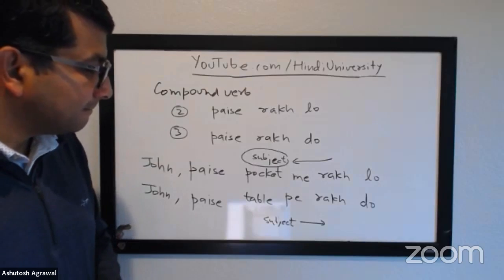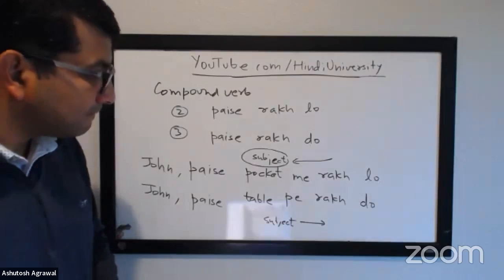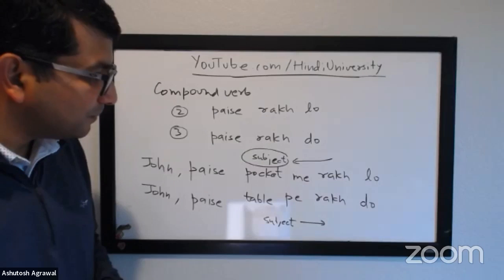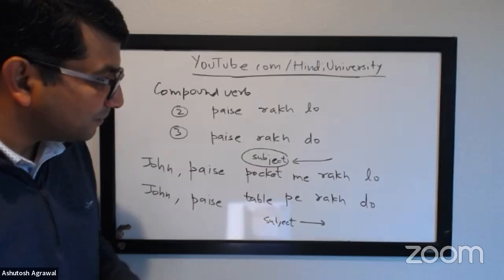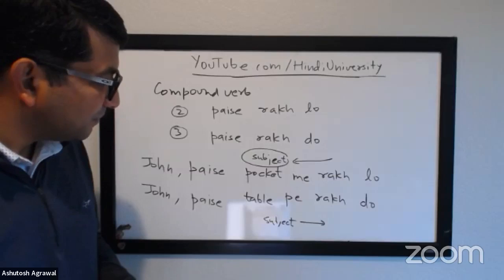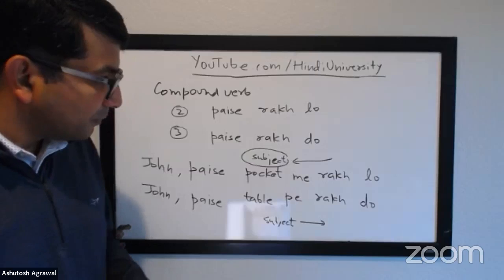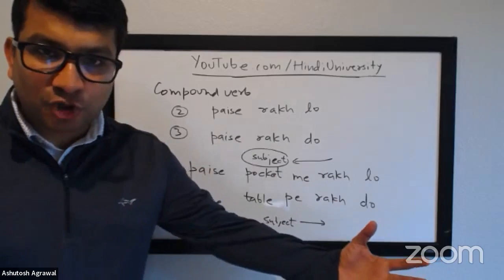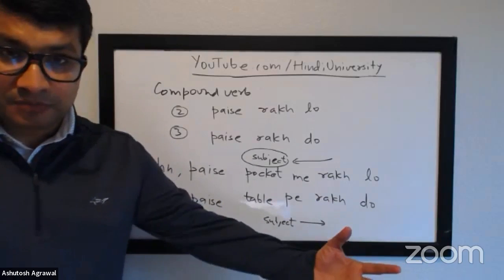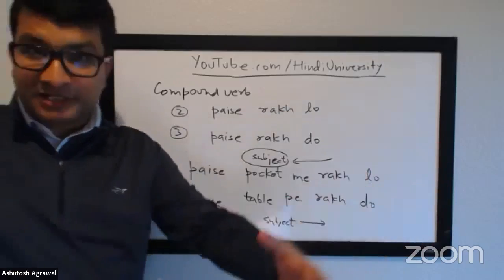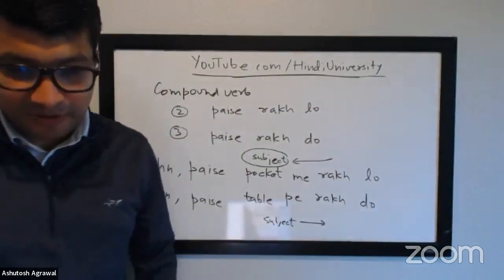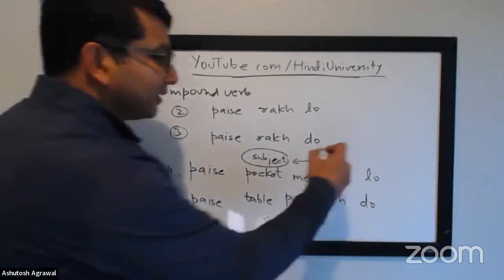In the first one, "paisa pocket mein rakh do". Would that change if it was his pocket? If it is away from that user, "John, paise pocket mein rakh do." That means John is here, the pocket is somewhere else. Or it's somebody else's pocket.